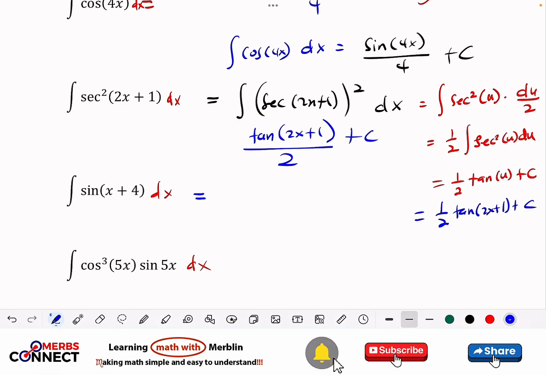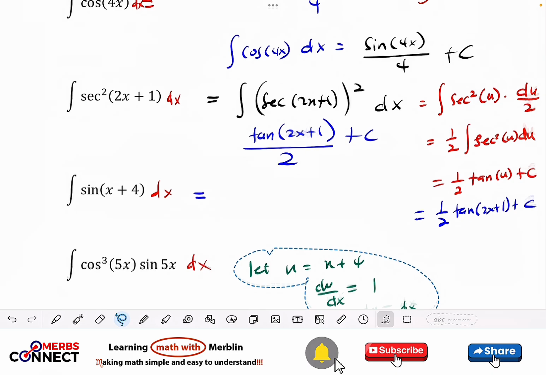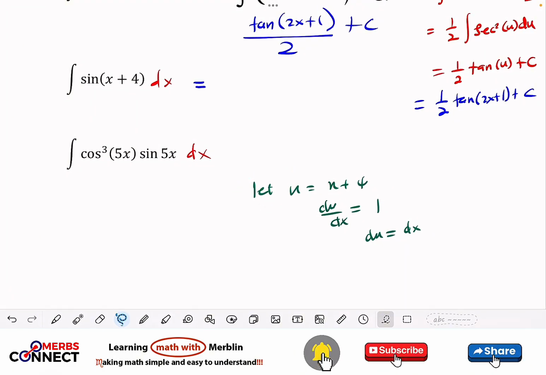Good. Let's go through this one too. So the same thing with this one too. Let u be equal to x plus 4, the same idea. So I hope you've used a shortcut to get the answer already. So let u be equal to this, right? And then du over dx will be equal to 1. So du will be the same as dx, right? So now that we have this one, then what is this?